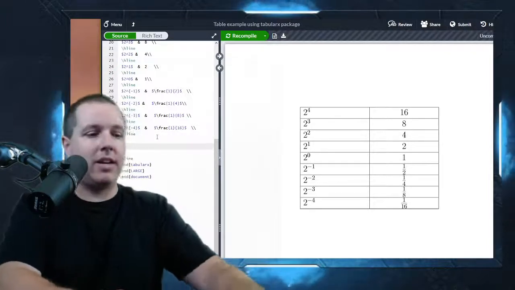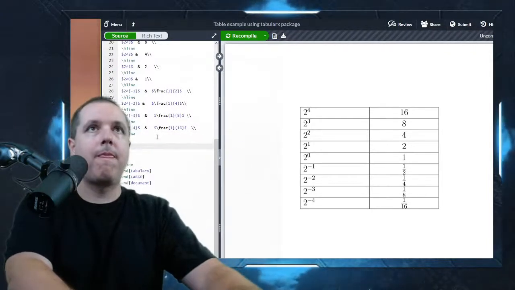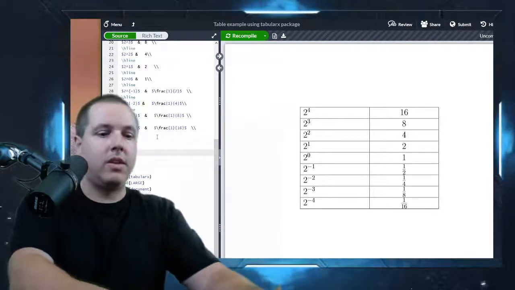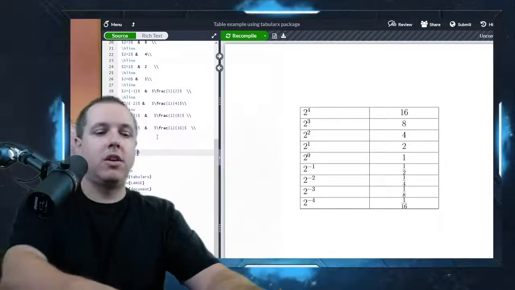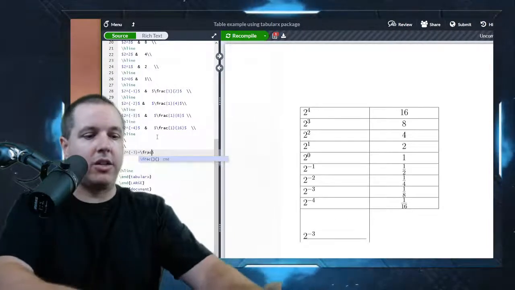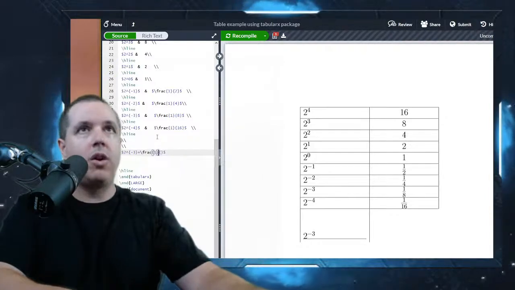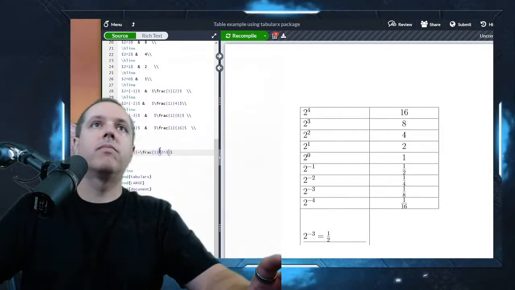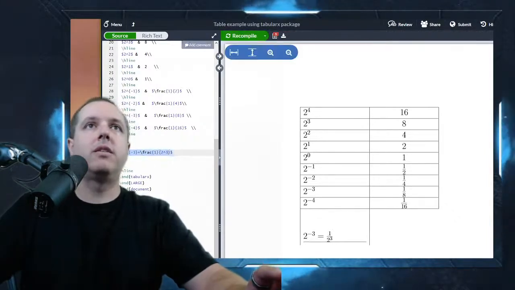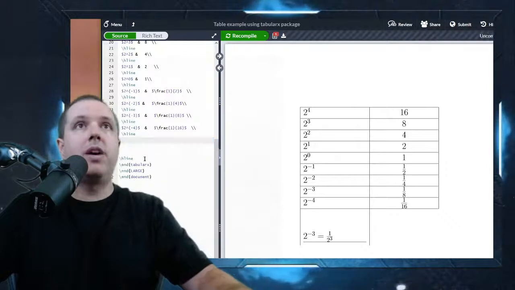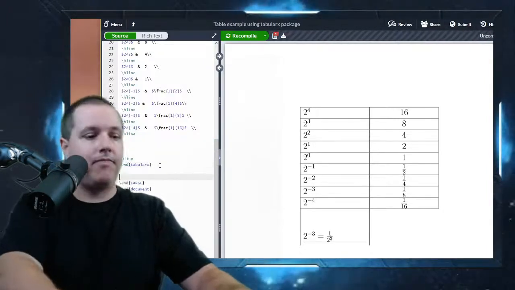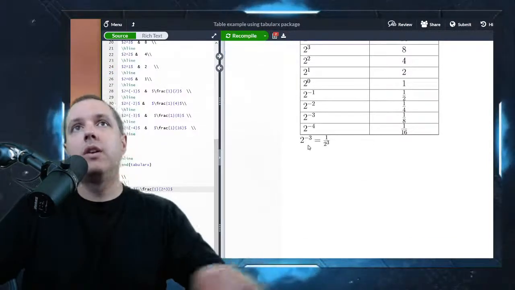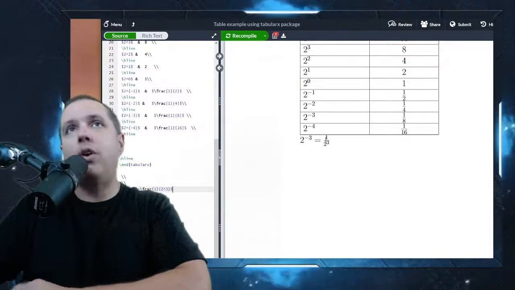So in general, say 2 to the negative 3, we would say becomes the fraction 1/2 cubed. Oh, whoops, sorry, meant to do it outside of the tab. See, so 2 to the negative 3 becomes 1/2 cubed.